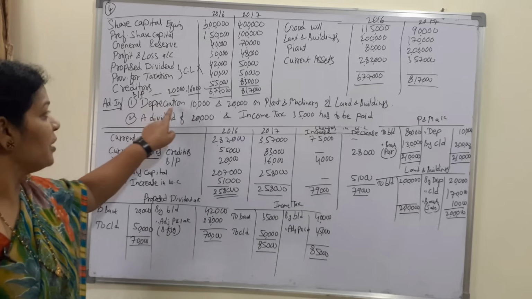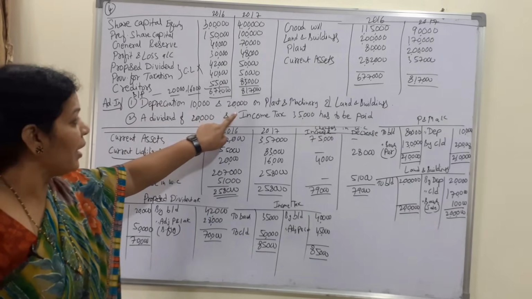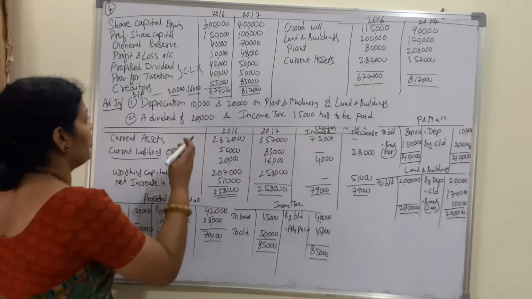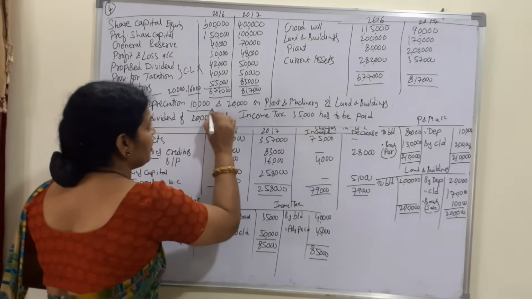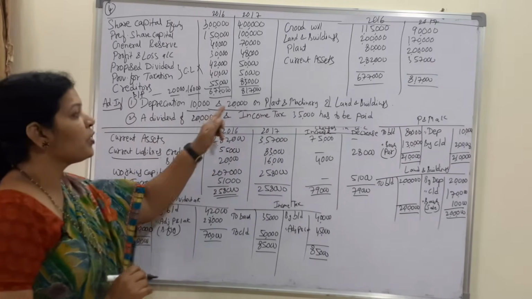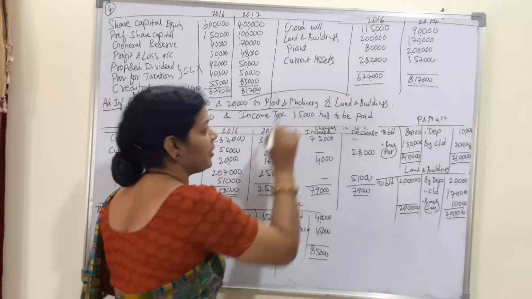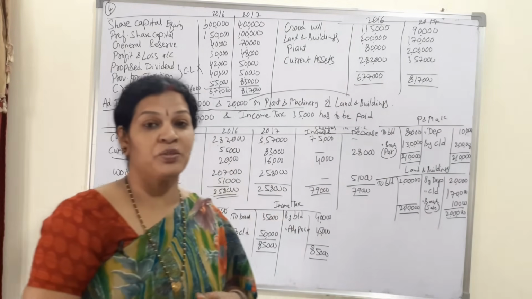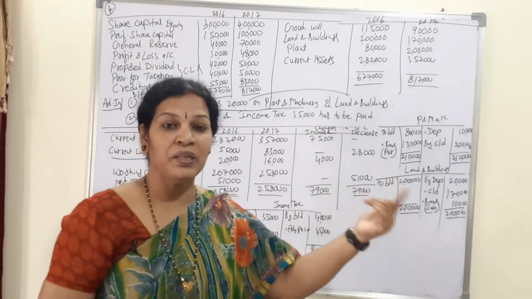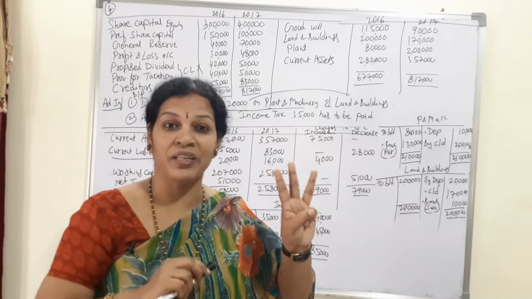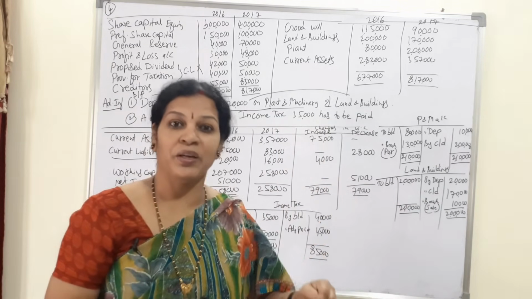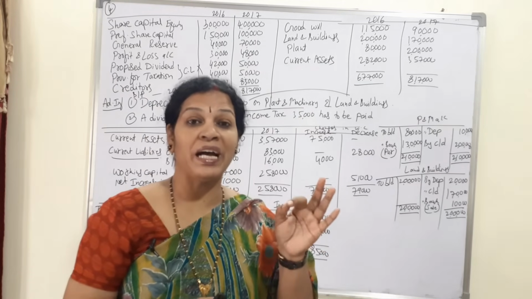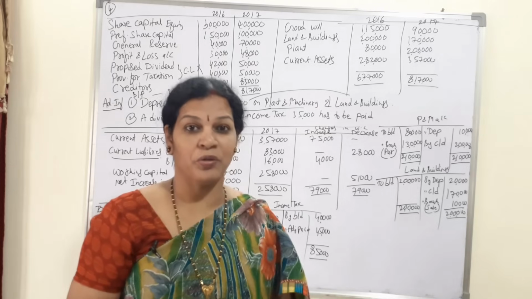The first one is depreciation: 10,000 and 20,000 on plant and machinery, and land and buildings. 10,000 is for plant and machinery and 20,000 is for land and buildings. If depreciation is given in the adjustments, what do we have to do? In the previous third problem we did it very clearly. Once again we are going to work it out. Whenever depreciation is given, we have to open the asset account.